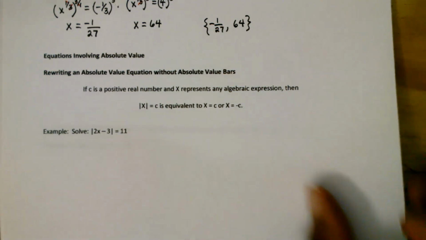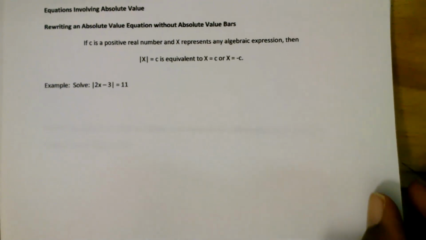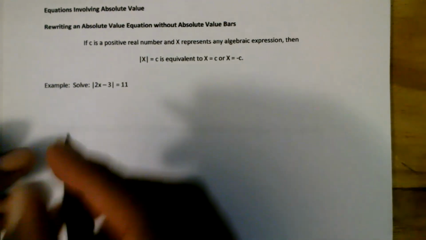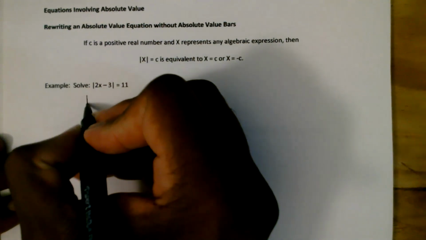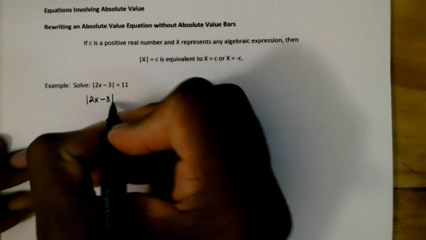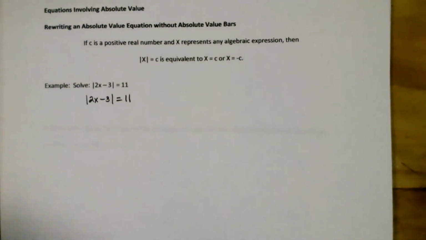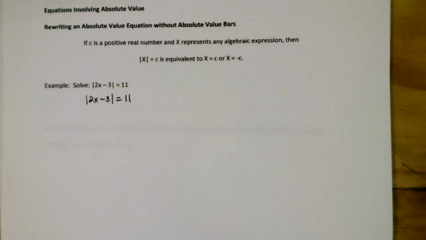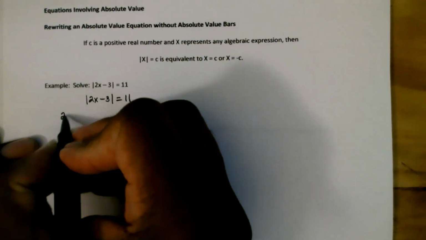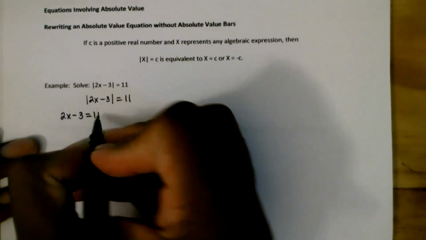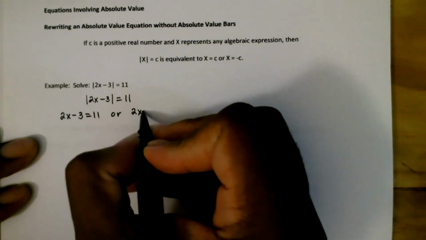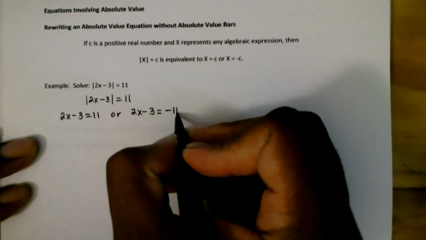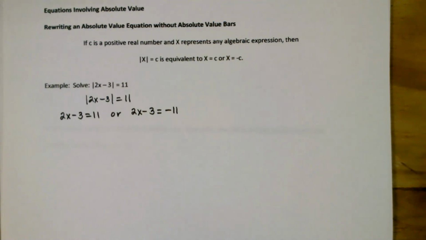So like in this example here, let's say we have the absolute value of 2x minus 3 is equal to 11. Well, notice that the absolute value is already by itself. So that means we're going to follow this procedure right here and write two equations for that. The first one will be 2x minus 3 equals 11, or 2x minus 3 equals negative 11.